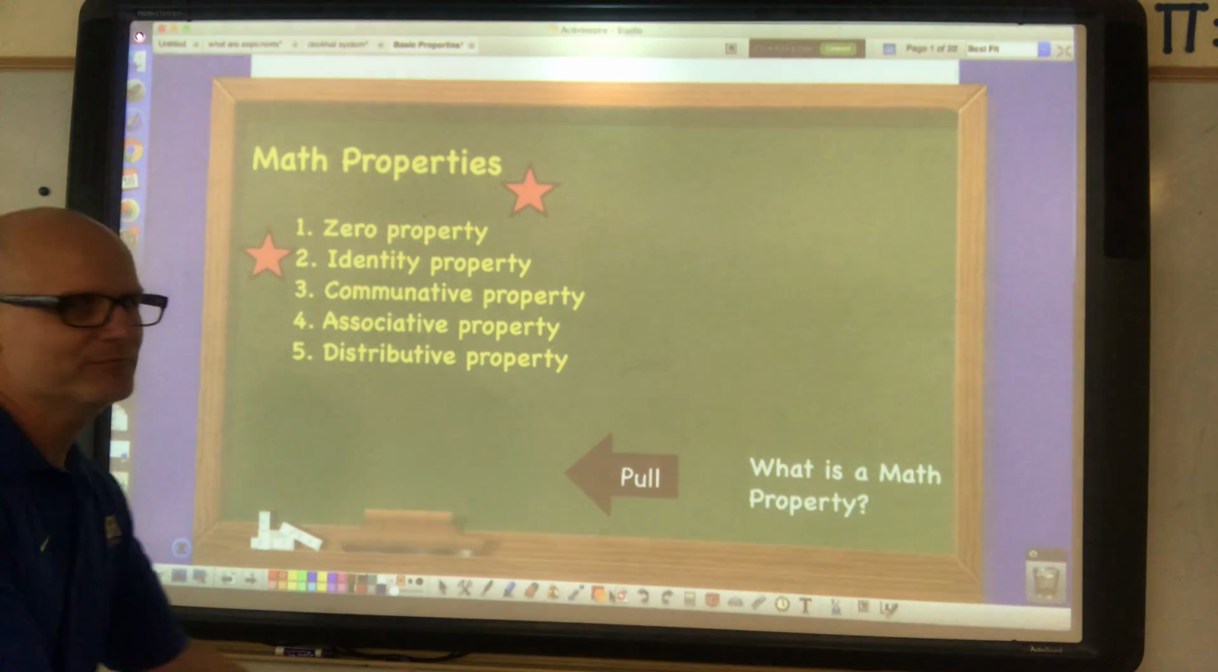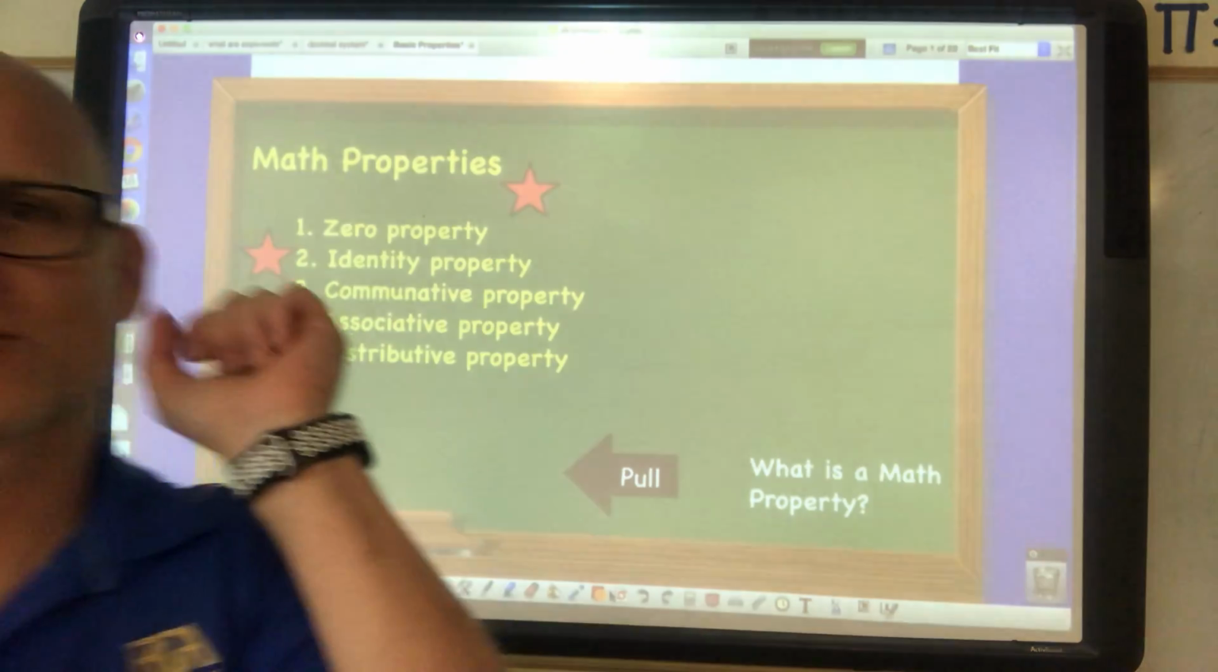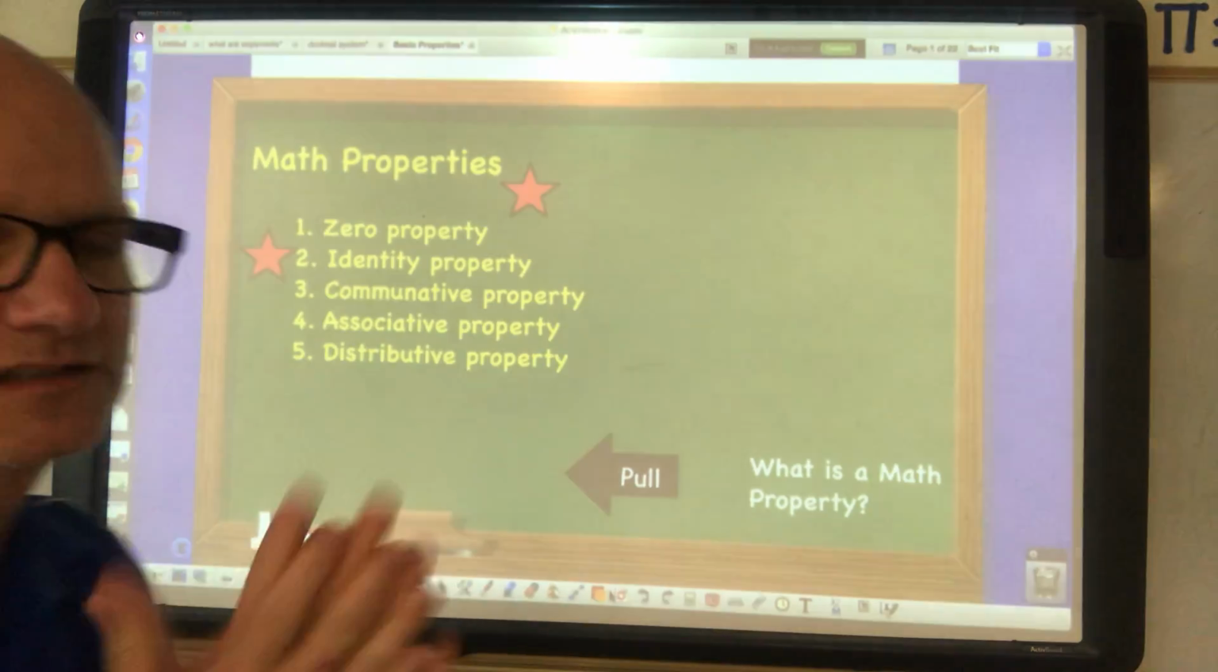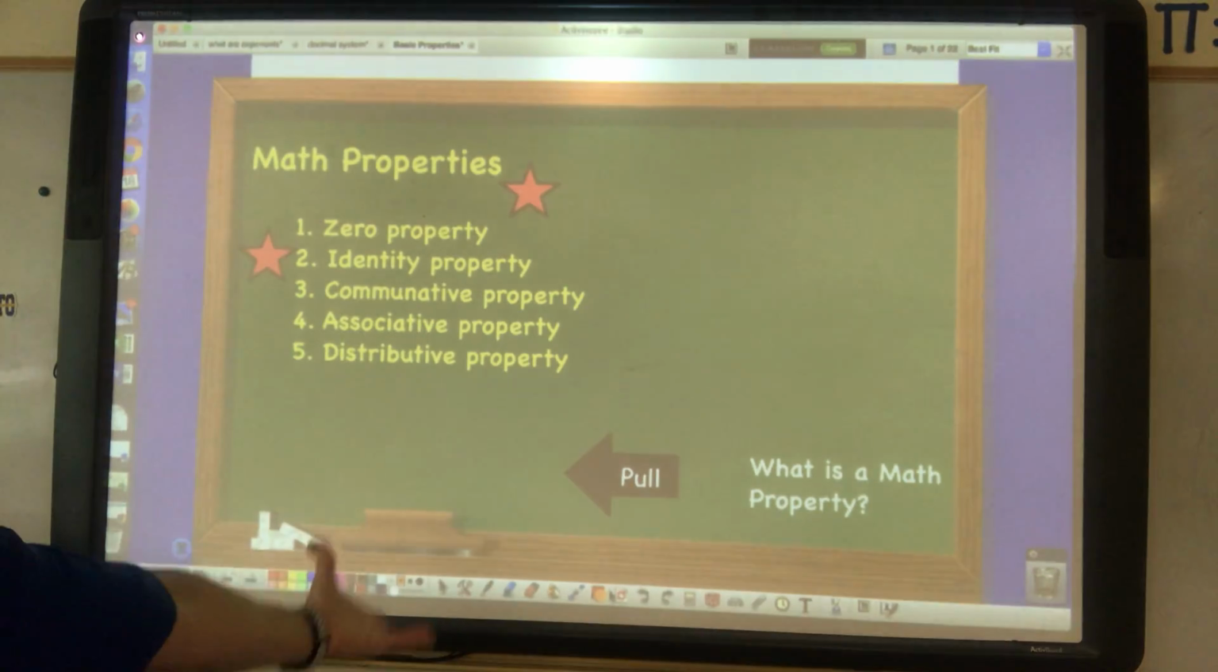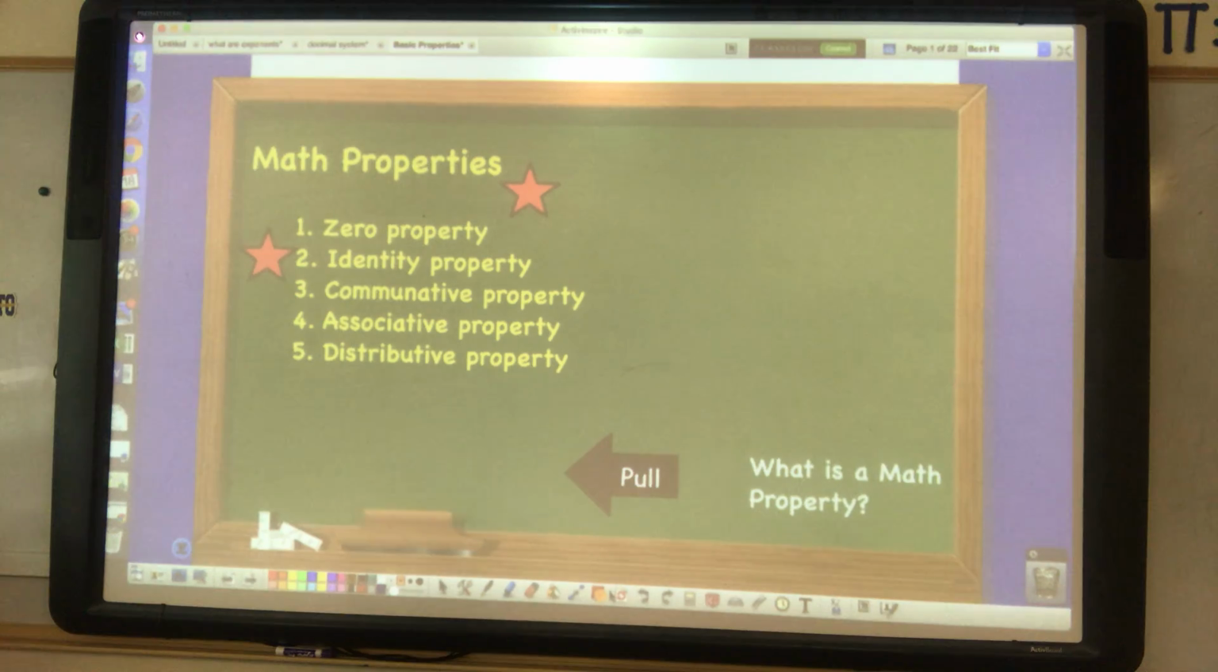Okay. Hey, welcome back, 8th graders. Get out a pencil, a piece of paper. Hope you guys are ready to take a little bit of notes. Today's topic is called the math properties. So write these 5 properties down.